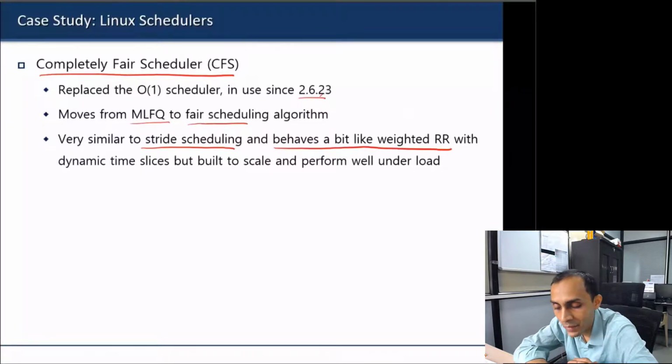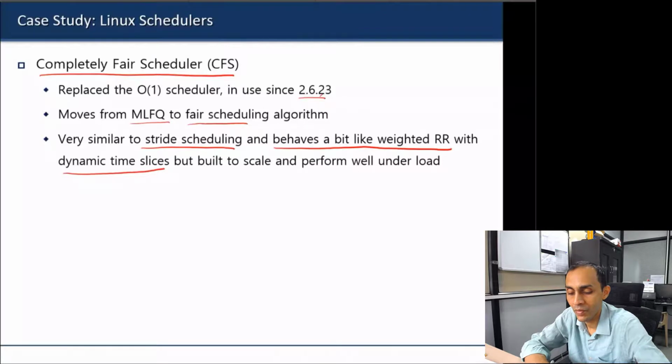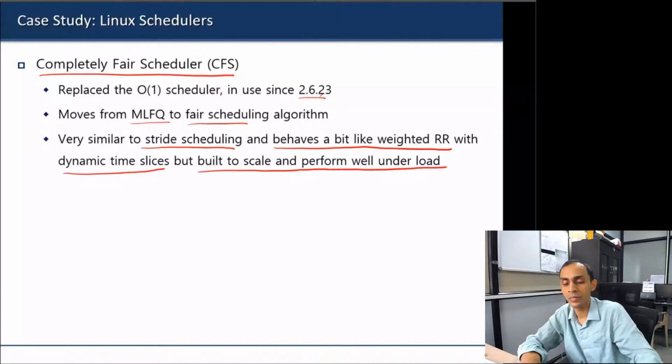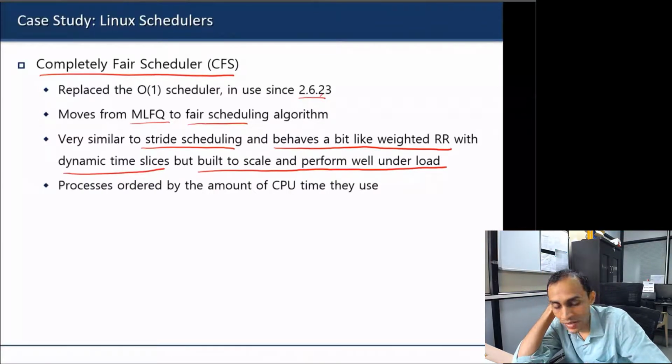So instead of a static time slice, the time slice also gets dynamically adjusted depending on the number of processes, the load on the system. If there are only a few processes in the system, it will have a larger time slice, but if there are more processes on the system, the time slice will reduce. So that's why it's built to scale and perform well under load. It uses some good data structures so that it can perform well even if there are as many as thousands or lakhs of processes running on the system.